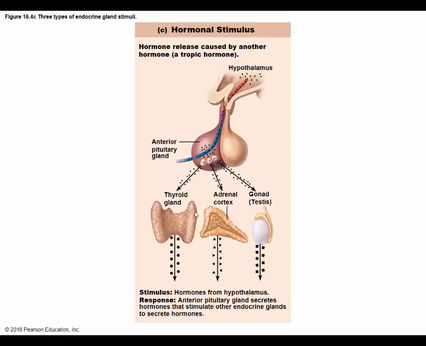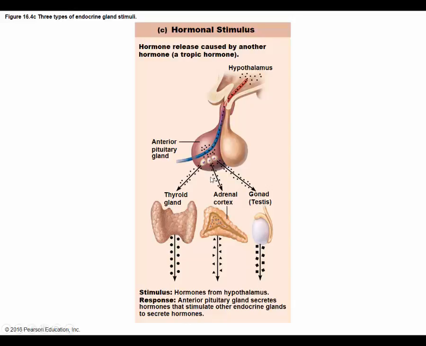So in this case here, let's look at these examples. The anterior pituitary secretes a hormone called thyroid stimulating hormone, or TSH. When it binds to the thyroid gland, the gland is going to secrete its hormone, which is thyroxine. So this hormone is stimulating this gland to secrete its hormone. So we call this a hormonal stimulus. Each of these examples here is stimulated by another hormone to do its job and secrete its hormone.